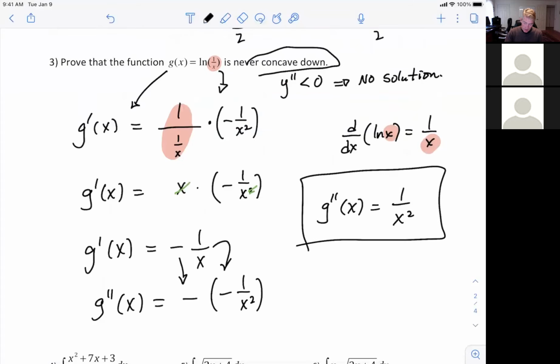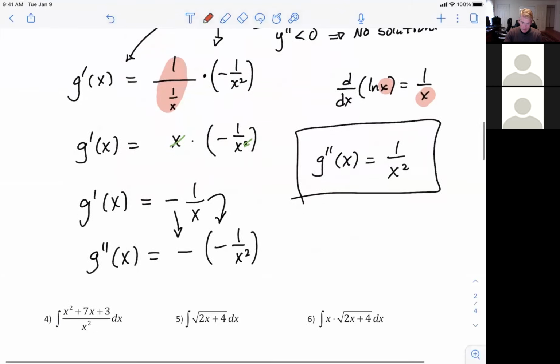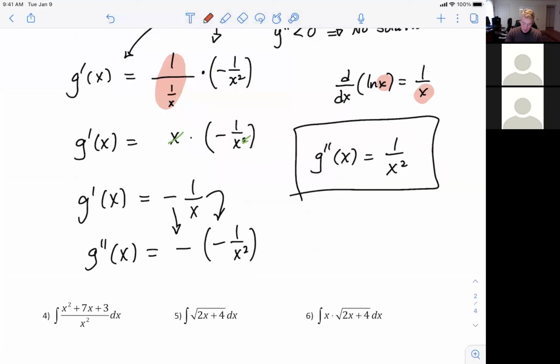So prove that it's never concave down, or in other words, that the second derivative is never negative. Well, at this point, you could just explain it like this rather than doing mathematical equations. The number 1 is positive. When you square something, it's always positive. And then a positive divided by a positive is positive. So that means that this double derivative is always positive.